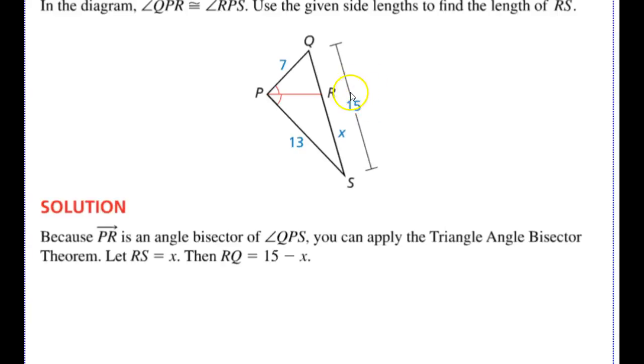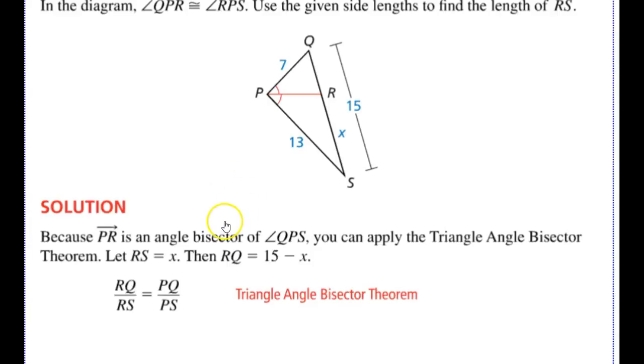Sometimes I'm told some information that I then have to analyze and figure out before I can actually start solving my problem. With our triangle angle bisector theorem, I need to know this length from the angle bisector to the opposite side, which I wasn't given, so I have to find it. If I know the entire length of this side is 15, and RS is x, I know that this part left over is going to be 15 minus x. That's how I get what RQ is.